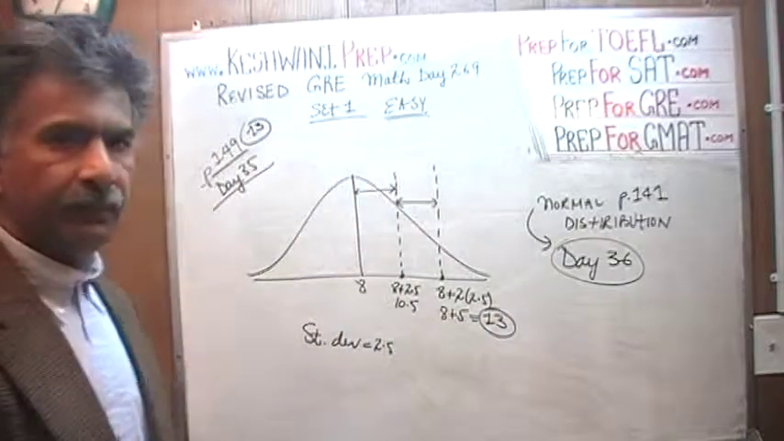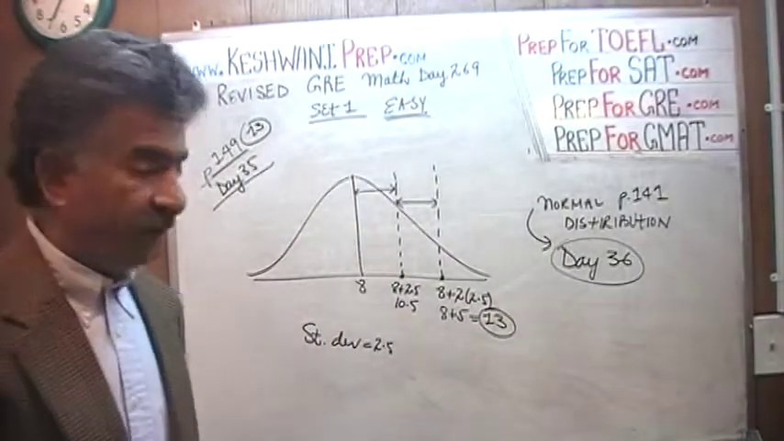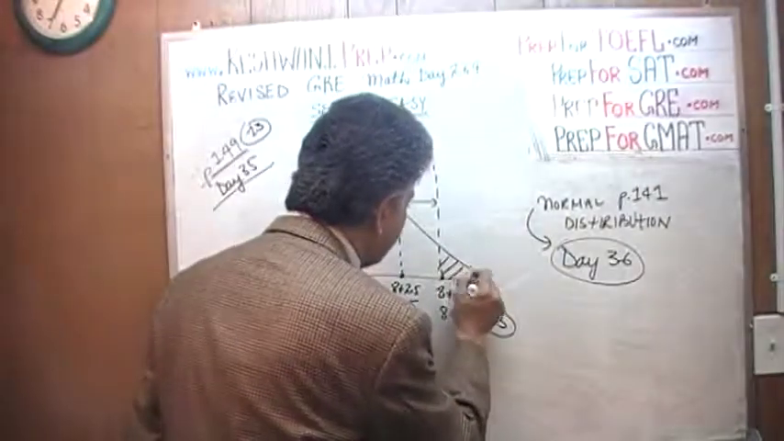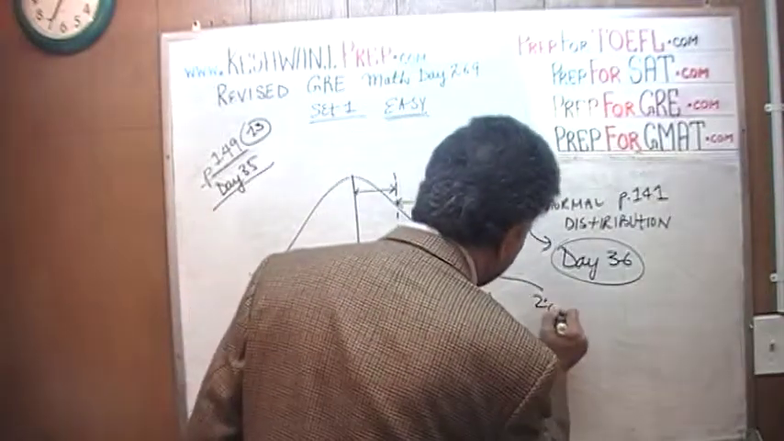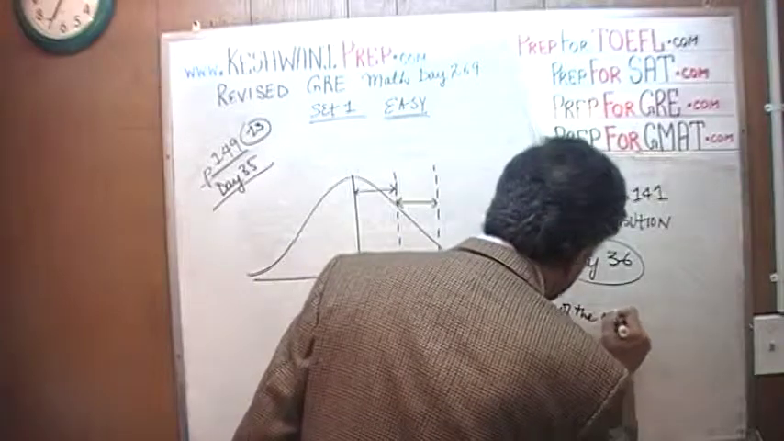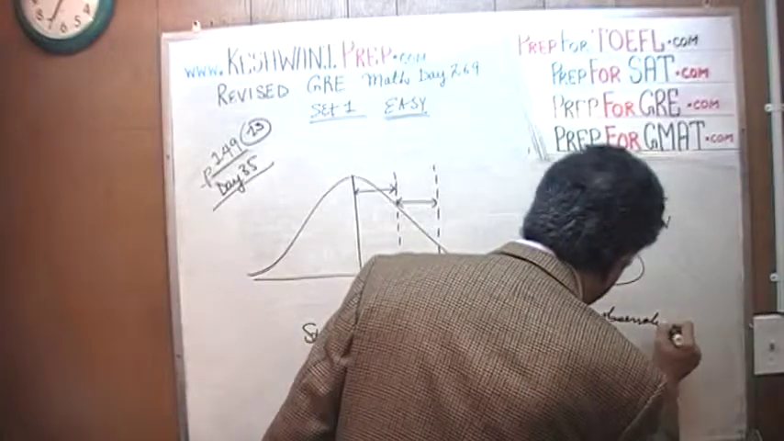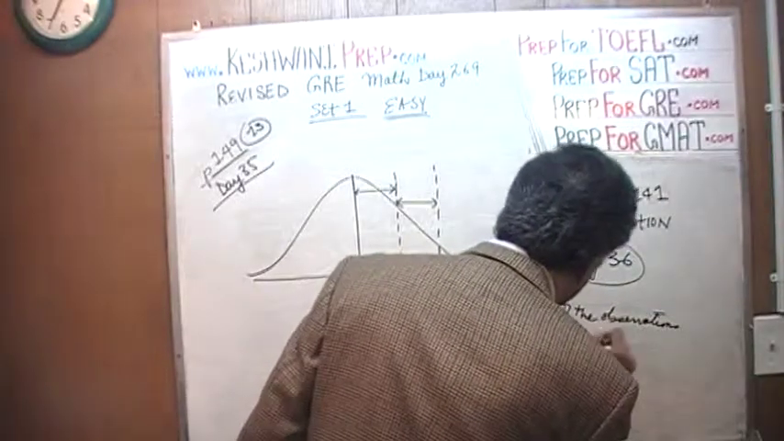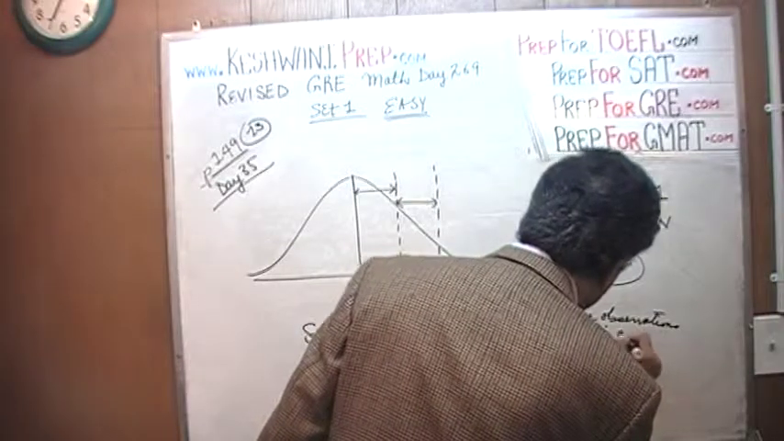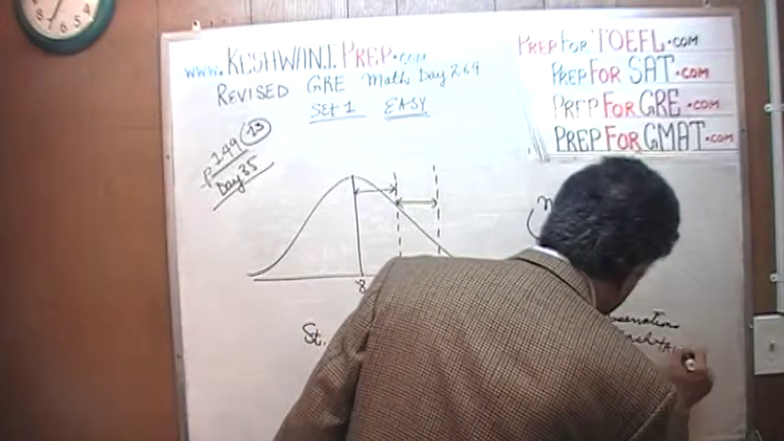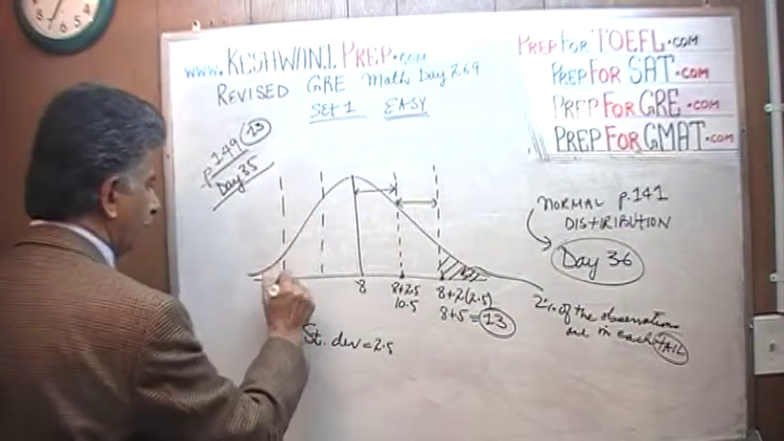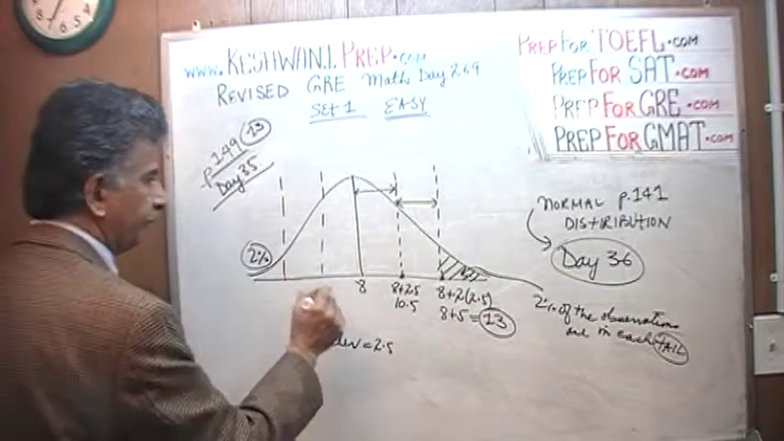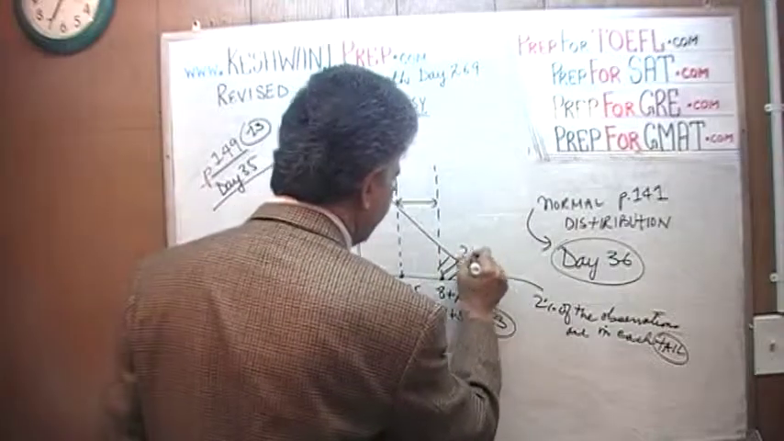There you go. And by the time you get to 2 standard deviations, we are only left with 2% of the observations in the tail. 2% of the observations are in each tail, right? Same thing here. There is 2% here and 2% here.